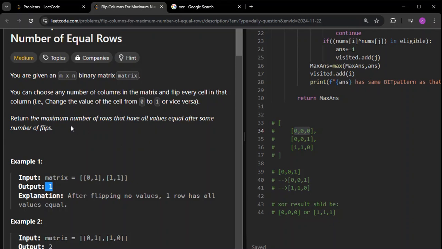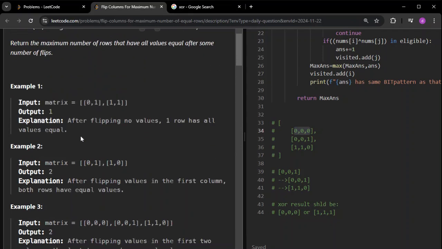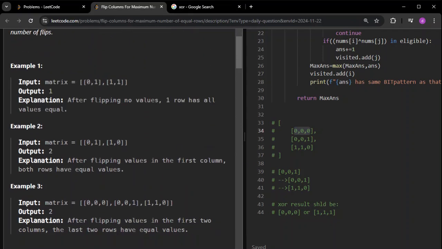After that, try to understand. They're asking to return the maximum number of rows that have all values equal. Remember, they're not saying whether all the values should be 1 or all should be 0. They are saying they should be equal. So the basic idea is that this happens after a certain number of flips. Let us try to understand what is happening in this question by seeing this particular example.